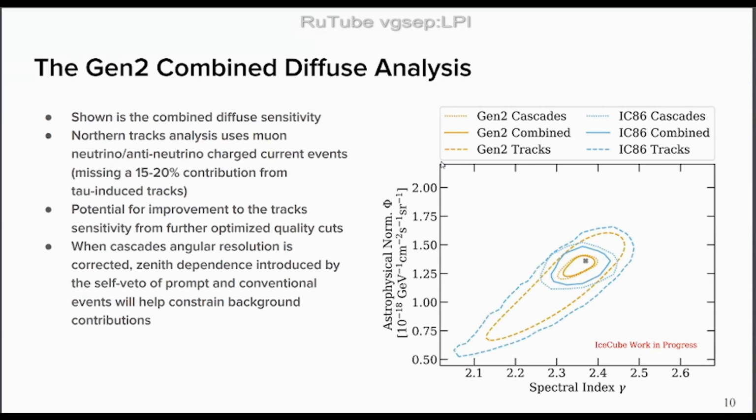On this slide is the actual combined diffuse result. I also have the northern tracks sensitivity pictured here as well. For that analysis, I've used muon charged current events. There is a small step down in sensitivity because I haven't included tau-induced tracks. And I will just say there is potential for the northern track selection to improve. Really, it's based on optimizing quality cuts at this point.